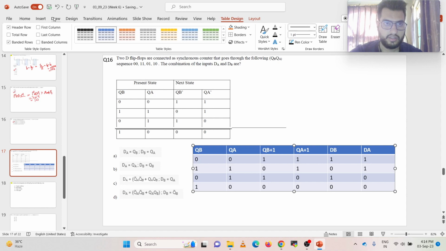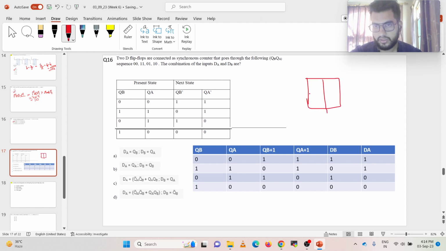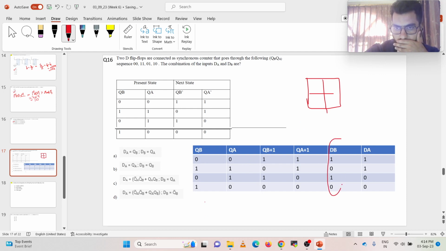Now let's draw the K-map for this. So this is for DA. DB is simply QB bar. So if you look at this DB and QB, DB is equal to QB bar.